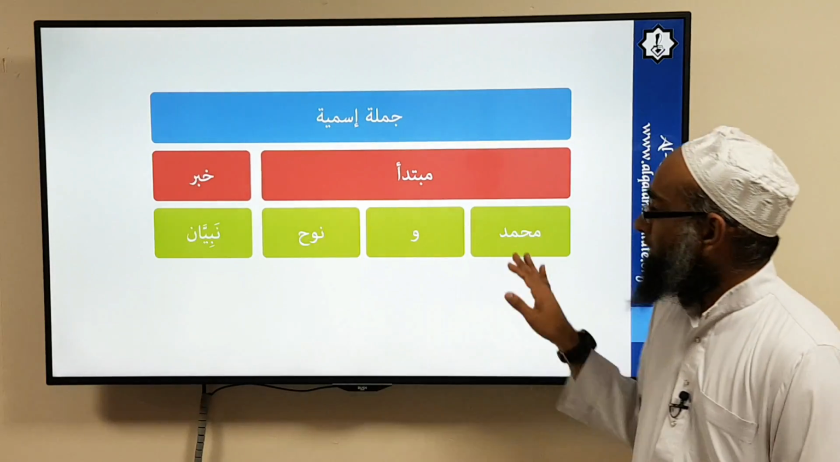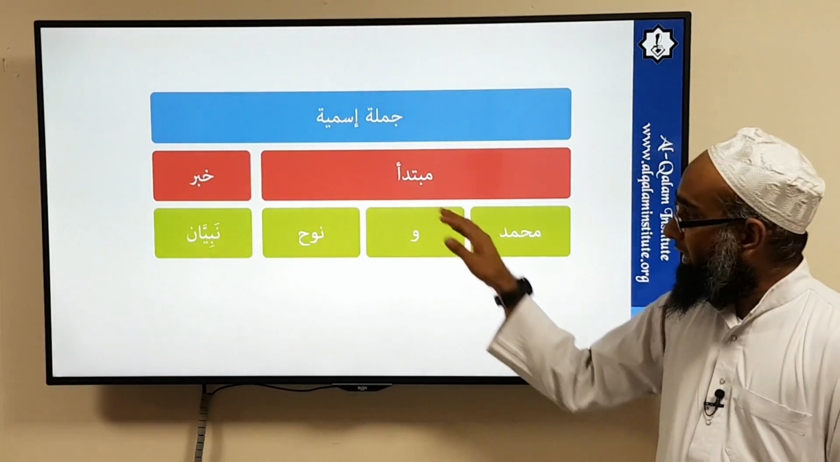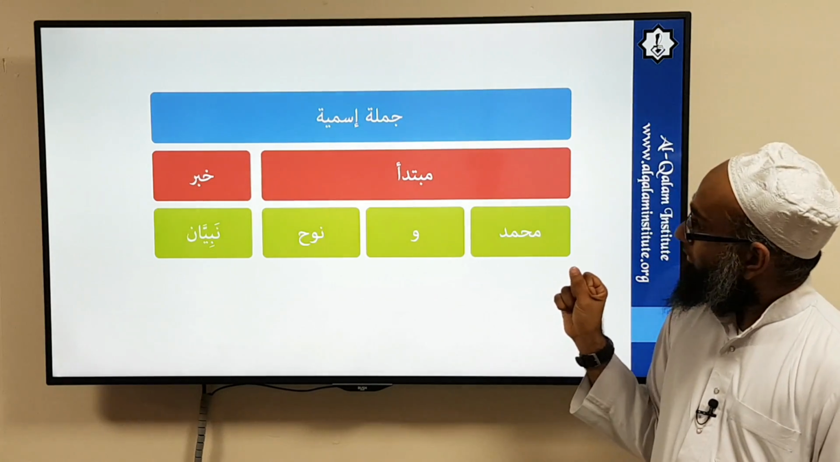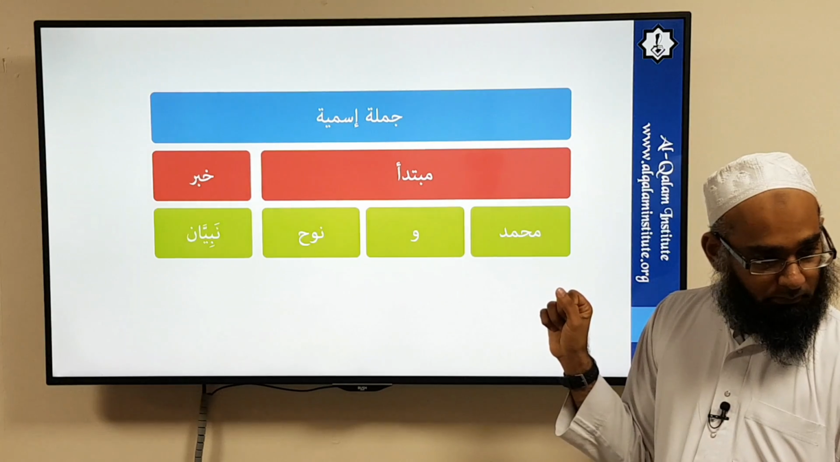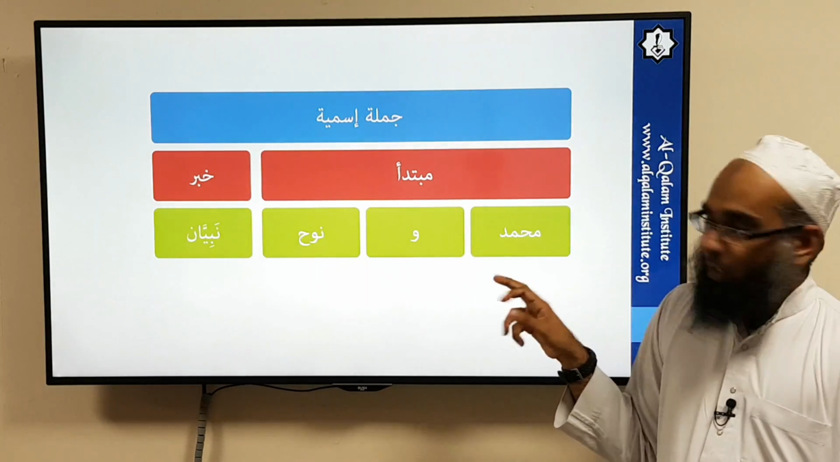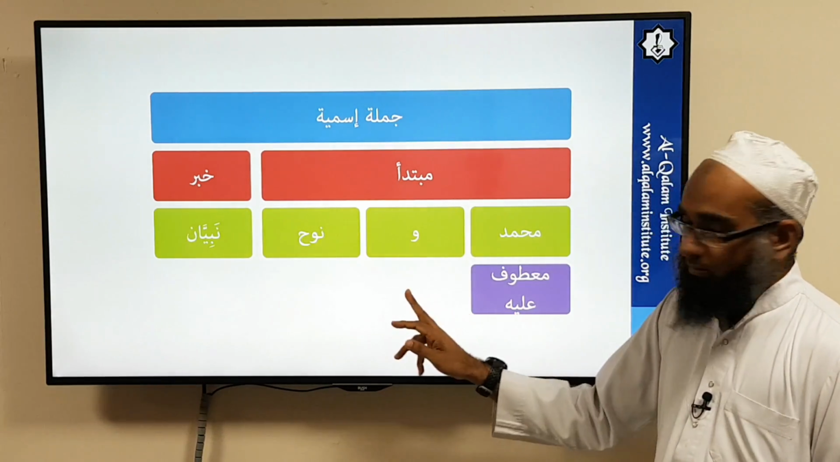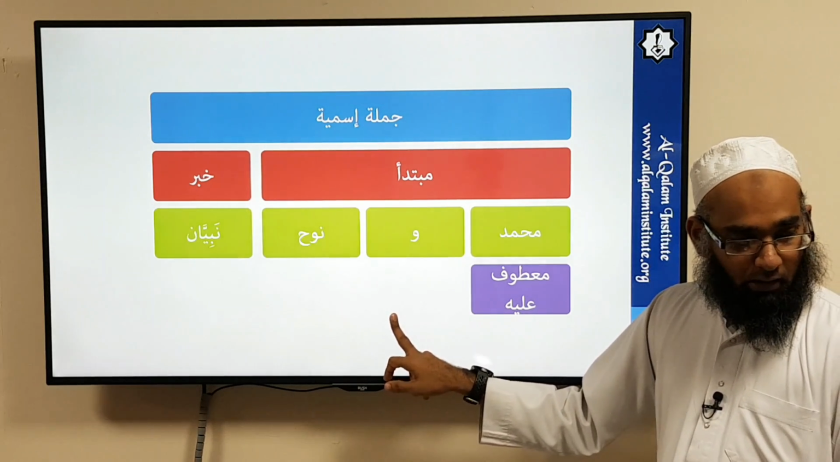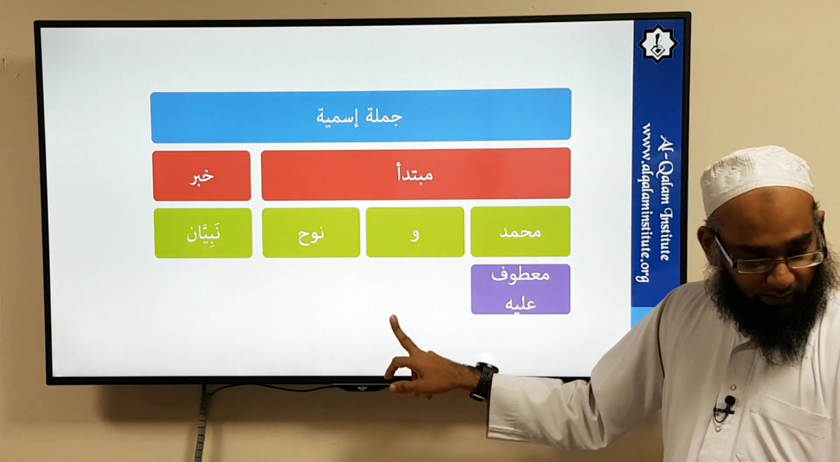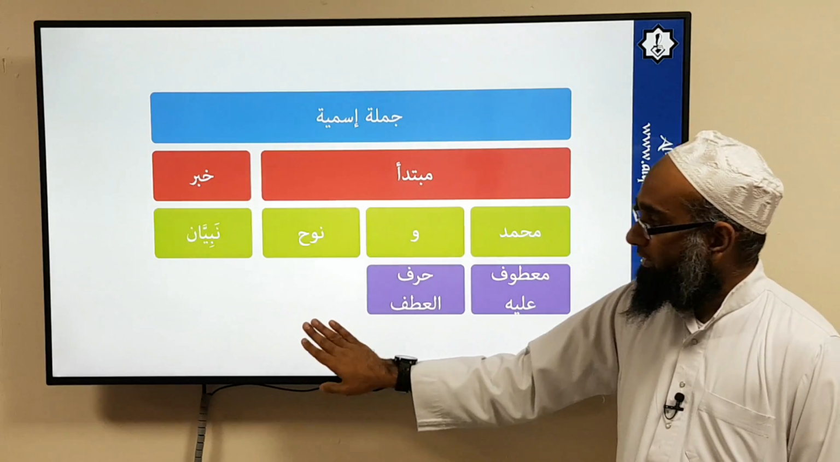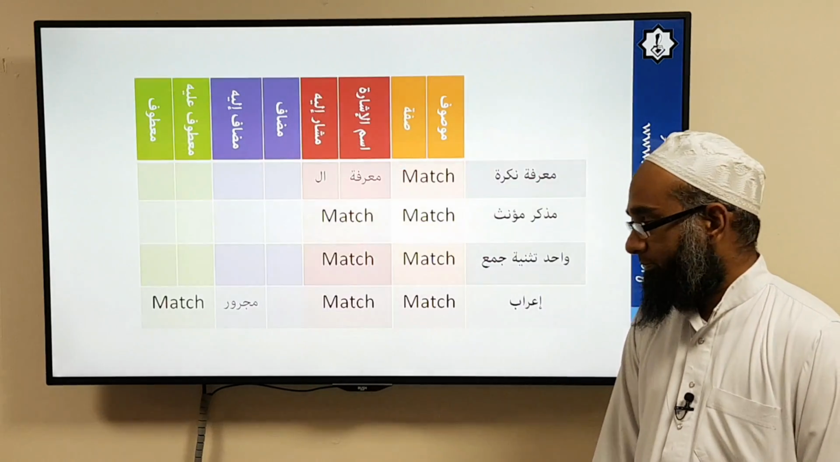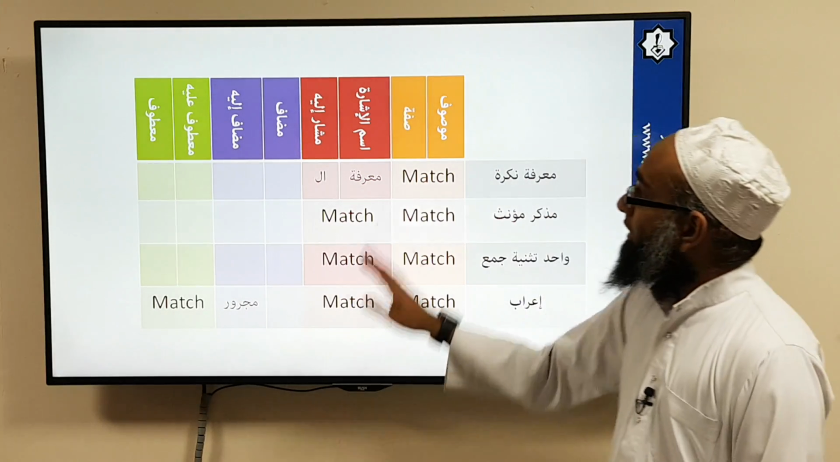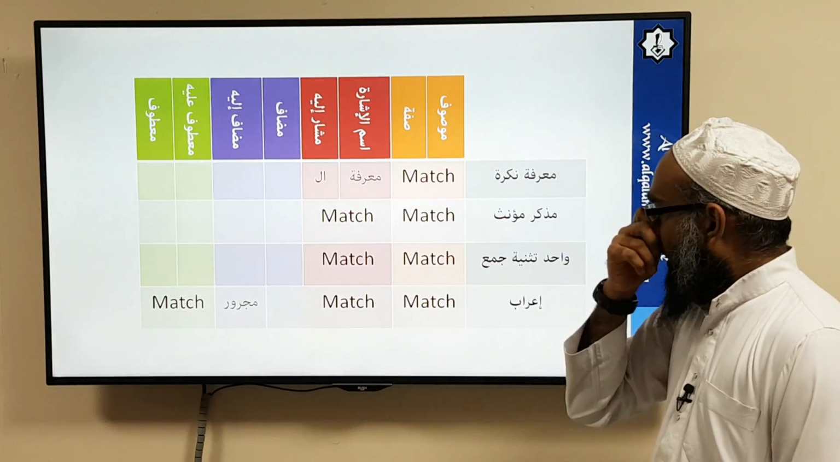That becomes the khabar. And what is the mubtada made up of now? How do you break this down further? Okay, so that is the ma'tuf alayh. That one is the harful atf. And the last one is the ma'tuf. Got it? Yeah. Now that we've covered 4 types of phrases, I want to have a look at this again.